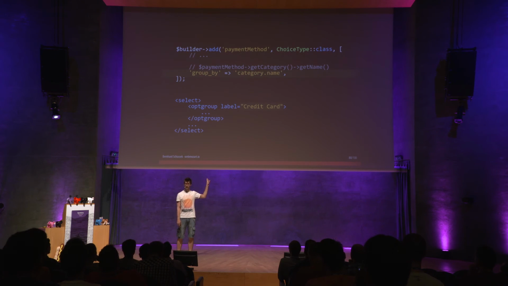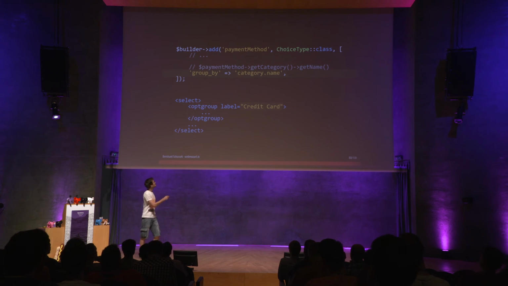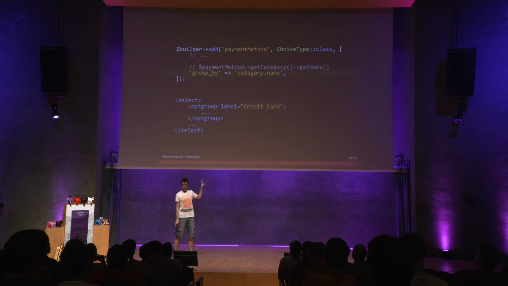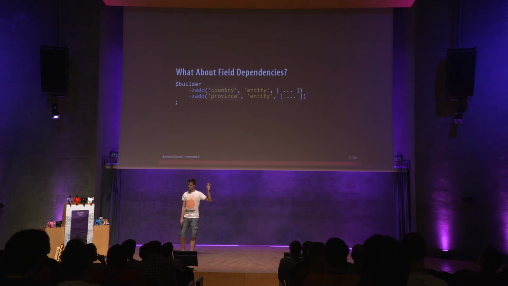Similar thing, the group by option. Again, you can pass a property path or a closure. And this group by option controls how options are grouped in your view. Again, here we call getCategory, getName to group all those different options. So this is very powerful. You should definitely learn about it because it saves you a lot of time if you have these use cases and gives you a lot of power.